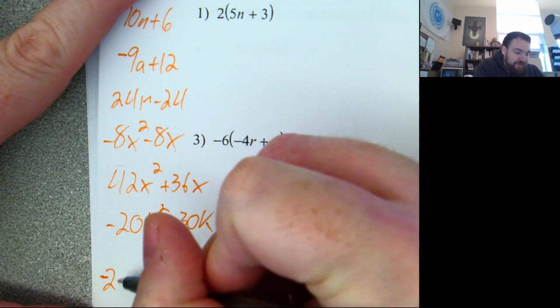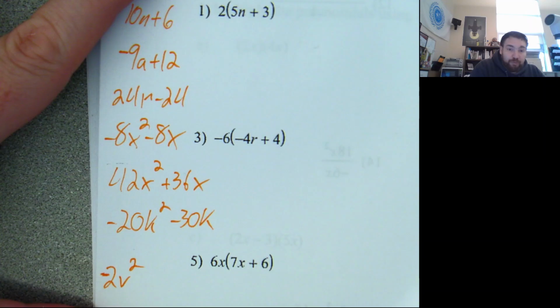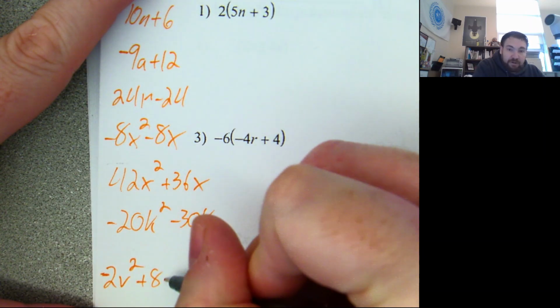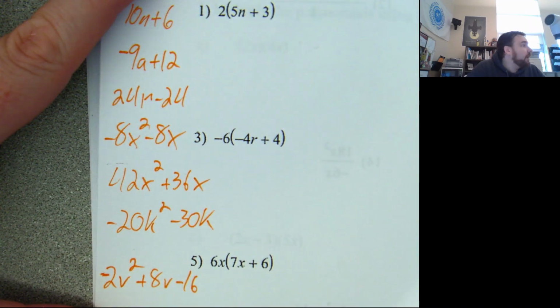Negative 2v squared. Ruben, good morning, sir. You left your handout on that table at the back.